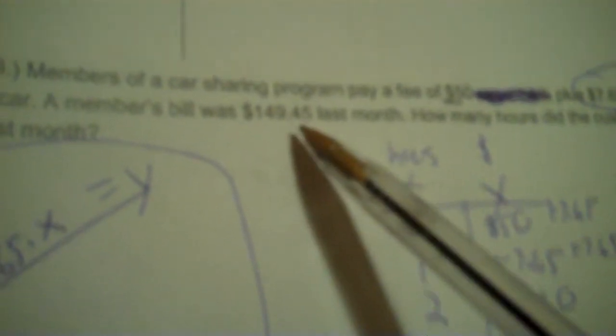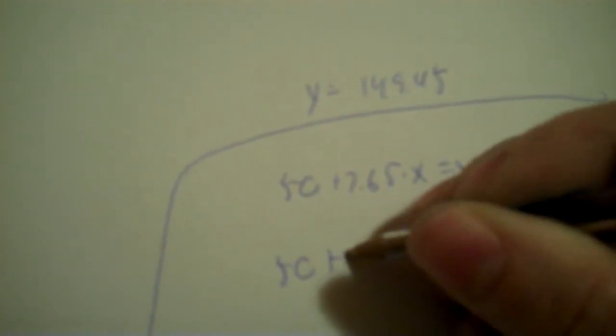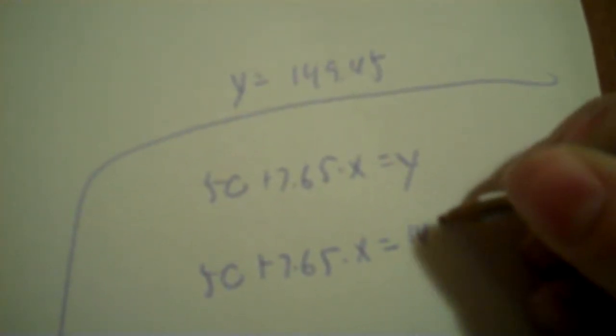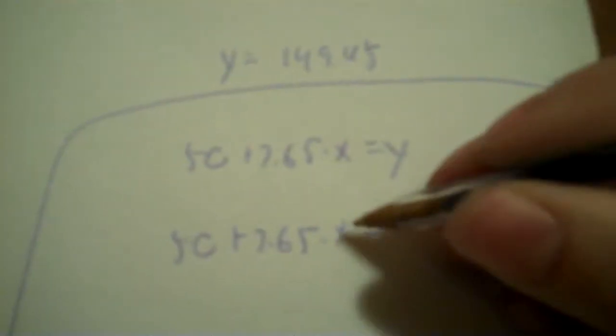Now, what's the closing amount? $149.65. So $149.65 in question mark hours. So Y equals 149.65. So it goes in for Y. 50 plus 7.65 times X equals 149.65. And then I solve for X.